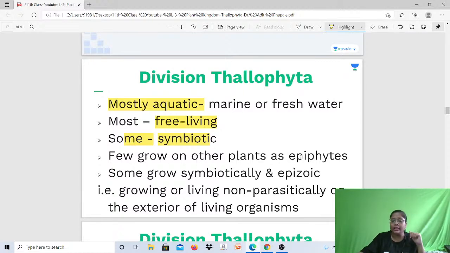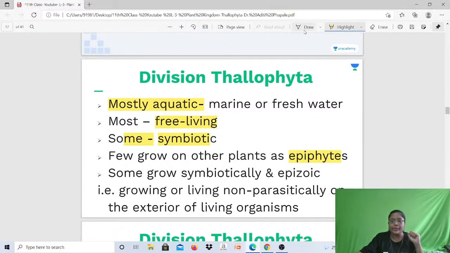Few of them, thallophyta, they grow on other plants as epiphytes. Okay, now what do you mean by epiphytes? Epiphytes ka matlab hai कि वो दूसरे प्लांट्स पे ग्रो होते हैं, तो उनको एपिफाइट्स कहते हैं. First of all, they live on different plants and different trees and they grow there, therefore such plants are called as epiphytes.